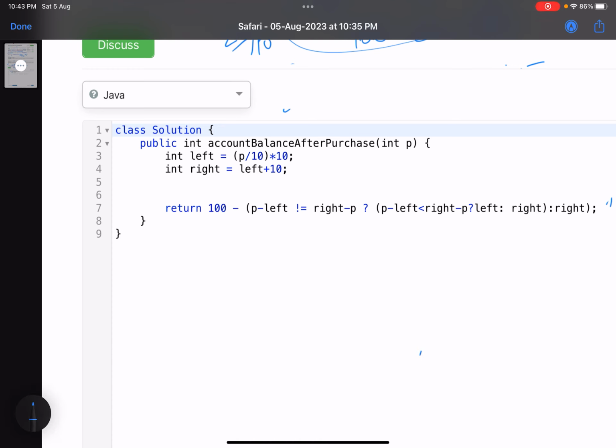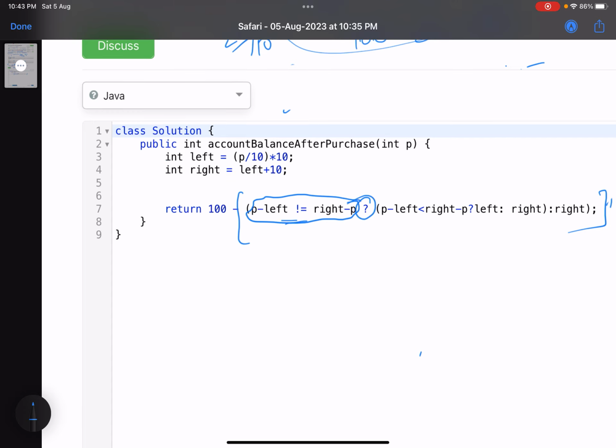What is this saying? Let's see that, right? I hope the problem statement and the solution is clear. Let's see what it says. It says check for this condition, question mark, right? If this condition is true, do this. What to do? Do this. Else, colon, do this. So if this condition is true, do this, else do this.